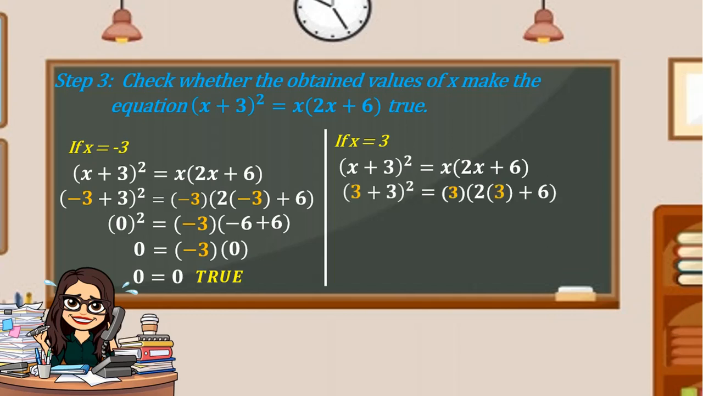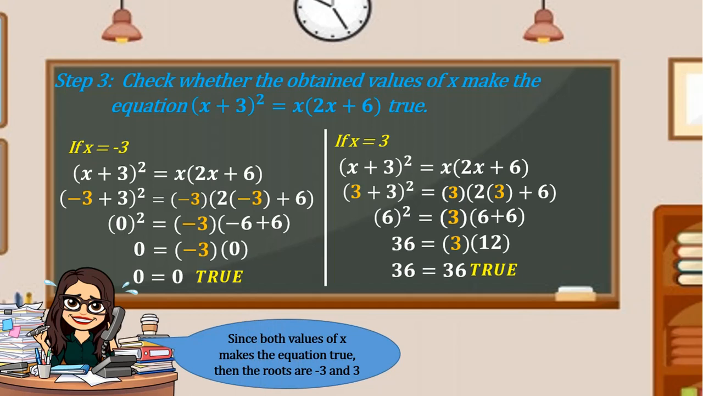For the second obtained value, which is 3, again, from the original equation, substitute 3 to the variable x. So 3 plus 3 square equals 3 times quantity 2 times 3 plus 6. So 3 plus 3 is 6 and then square. Bring down 3. 2 times 3 is 6, then copy positive 6. 6 square is 36. Again, bring down 3. 6 plus 6 is 12. And 3 times 12 is 36. And this is true. Since both values of x make the equation true, then the roots are negative 3 and positive 3. And those are the examples of lesson number 1.